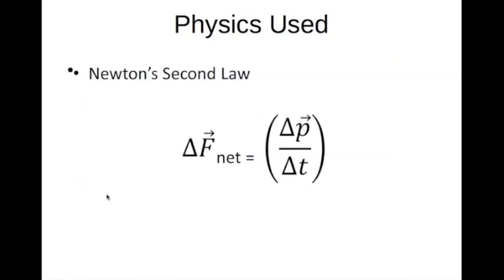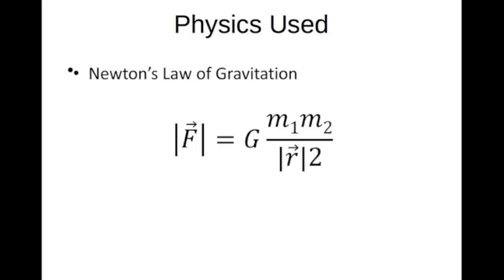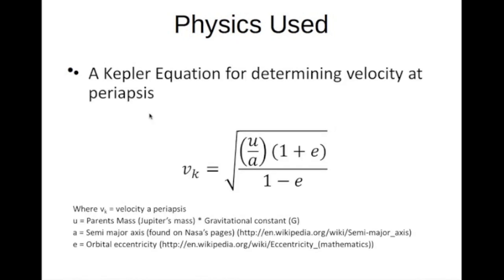In this experiment we primarily use Newton's second law. That is, the net force is delta of momentum over delta t. We also use Newton's law of gravitation. I also use a Kepler equation for determining velocity at periapsis, where v_k is the velocity at periapsis, mu is the parent's mass multiplied by the gravitational constant, a is the semi-major axis, and e is the orbital eccentricity. It may be worth your while googling this, but this formula is outside the scope of this course.